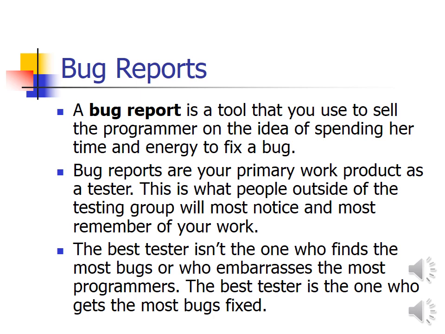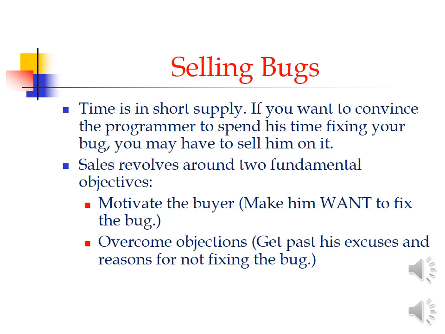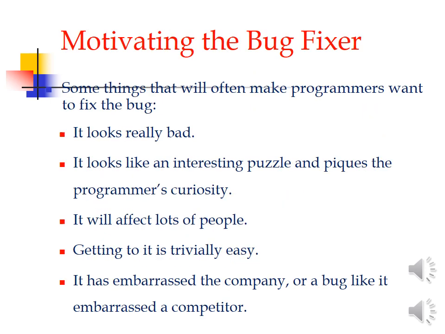Bug reports are your primary product as a tester. This is what people outside of the testing group will notice and remember most of your work. The best tester is not the one who finds the most bugs, but the one who gets more bugs fixed. Selling bugs: time is in short supply. If you want to convince a programmer to spend his time fixing your bug, how do you sell him on it? The fundamental objectives are to motivate the buyer, make him want to fix the bug, and overcome the objections, getting past his excuses and reasons for not fixing the bug.